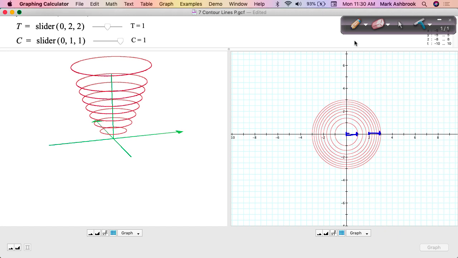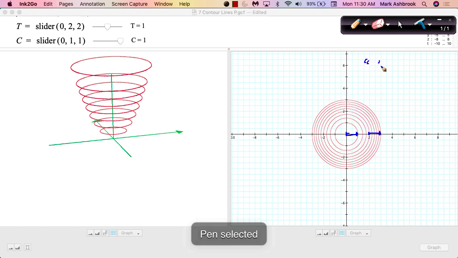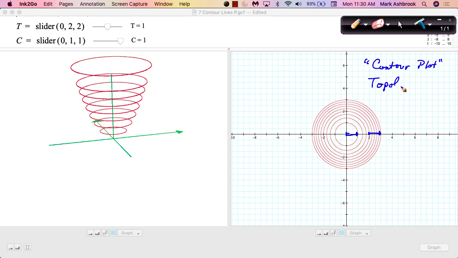It's like a topological map. You guys ever hiked or done anything like that? You've used a topological map. It's called a contour plot, and it's just like a topological map.